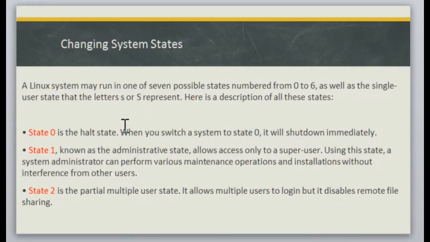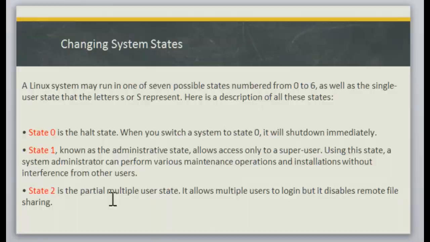So a Linux system may run in one of 7 possible states numbered from 0 to 6, as well as the single user state that the letter s or capital S represents. So here's a description of those states. State 0 is the halt state, so when you switch a system to state 0, it will shut down immediately. State 1, known as the administrative state, allows access only to a super user. Using this state, a system administrator can perform various maintenance operations and installations without interference from others.